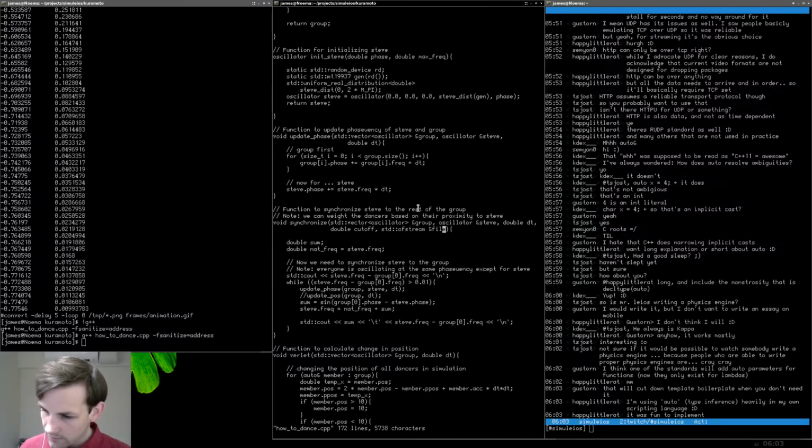I'm using auto heavily in my own scripting language. It was fun to implement. Yeah, I can imagine it's actually probably a pain to implement, but that's okay.